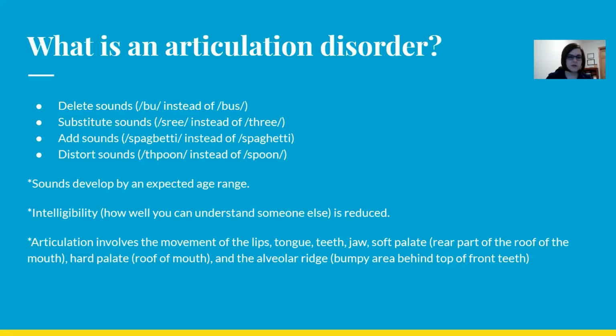Articulation involves the movement of the lips, tongue, the teeth, the jaw, the soft palate, that's the rear part of the roof of your mouth, your hard palate, and then the alveolar ridge, which is something we talk about a lot with our students. That is that bumpy ridge behind your teeth.